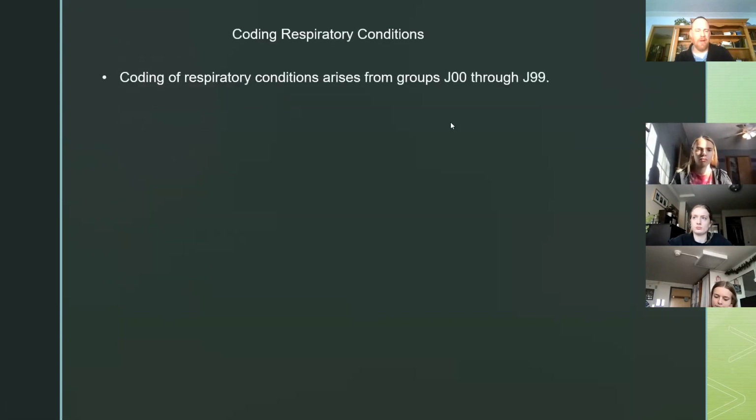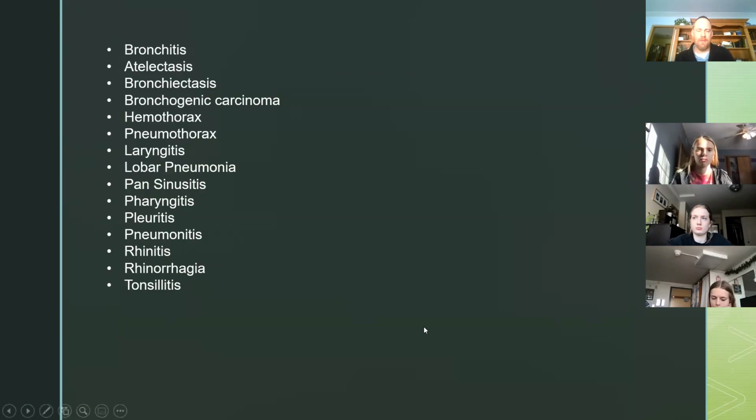Okay, we've already kind of talked about some of these. Okay, bronchitis. We know what that means. Inflammation of the bronchi. Atelectasis, we talked about that one. Incomplete expansion of the lungs. Okay, bronchiectasis. Bronchiectasis means expansion or widening of the bronchus.